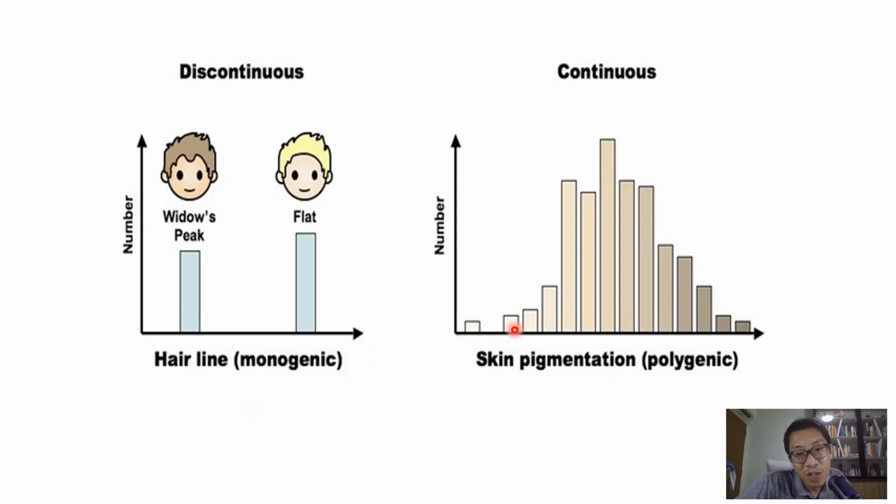For the skin color, it is coded for by many genes, and it is also affected by the environment, how much sun or how much UV light one receives. Then the hairline is not affected by the environment. So, two examples.